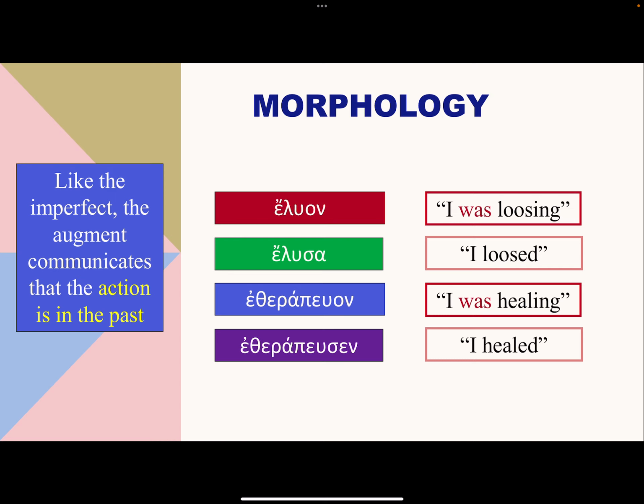But if you saw elusa and you see that tense formative, you know that you're in the aorist, and so it's I loosed. A different word here from therapeuo, and if I was saying I was healing, it would be etherapeuon, that is our imperfect, I was healing. And then if I wanted to make that into the aorist, I would say etherapeusen, I healed.